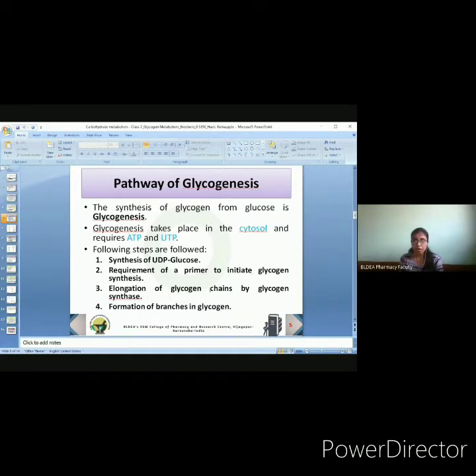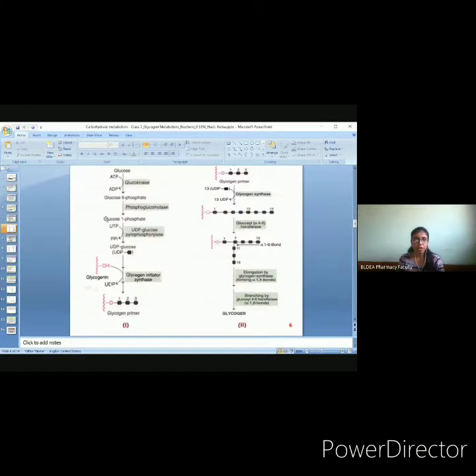Next is elongation of glycogen chains by glycogen synthase. Glycogen synthase is an enzyme that will help in elongation of chains. Next is formation of branches. This is also very important because we learned in the structure that glycogen contains straight chains as well as branched chains. Here two enzymes are responsible. One is for synthesis of straight chain glycogen molecules, and another enzyme is responsible for putting the branches in the glycogen molecule. How this is facilitated, we will see. So this is the pathway of how glycogen metabolism exactly takes place.